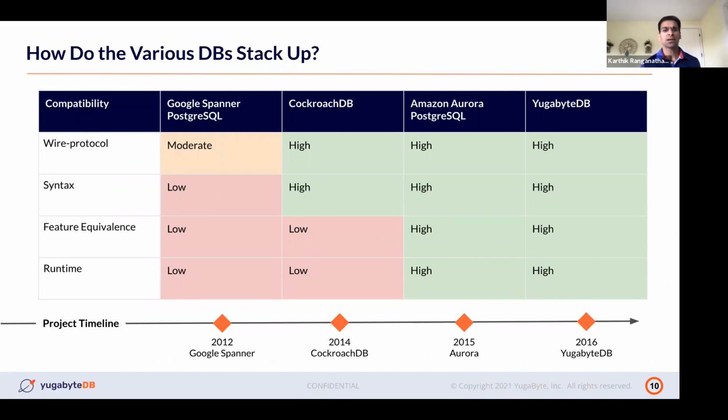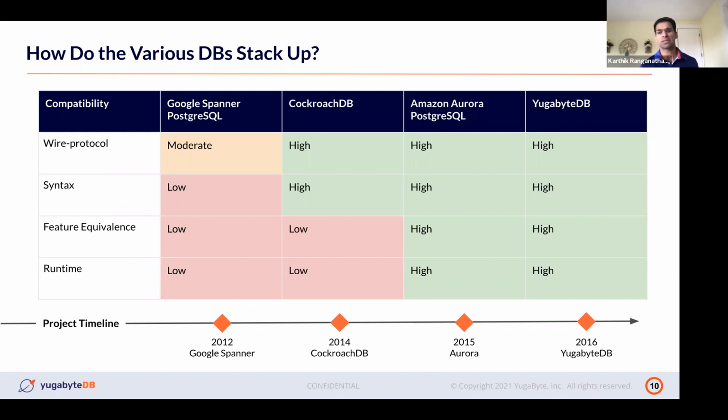Well, it has moderate wire compatibility, and Google Spanner just recently, as of October, as we talked about, released a PostgreSQL API for their database so that you can interact with Google Spanner using Postgres. And don't worry, we're going to go into the details of how that works and what they did. But this is just the gist. It's moderately wire protocol compatible, and it has low syntax compatibility, equivalent features, and runtime compatibility is therefore low. It's the minimum of the other 3.